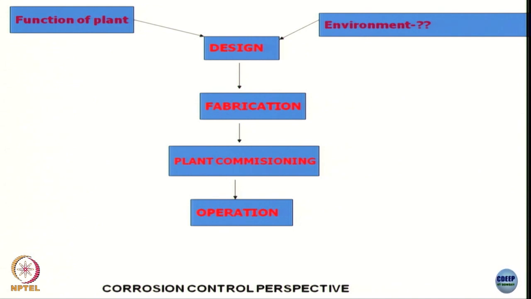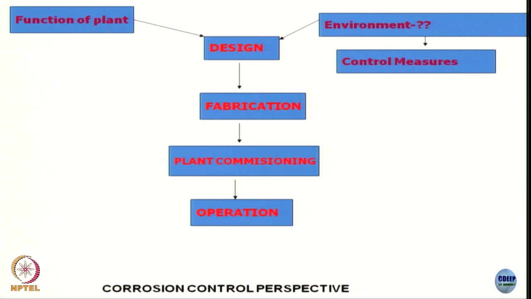And when you start reviewing this and you know what the function of the plant is, then you can look at the control measures. The control measures must sync with the main function of the plant, otherwise nobody is going to listen to you, right, okay. Just because it is corrosion resistant, you cannot use the particular material at all.